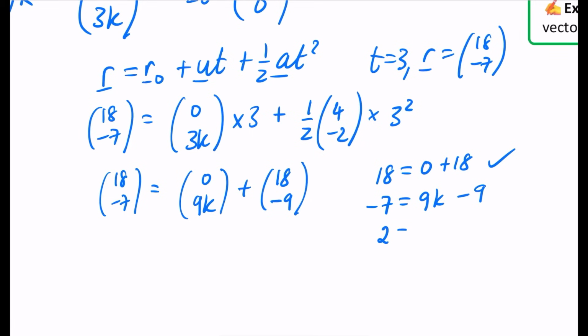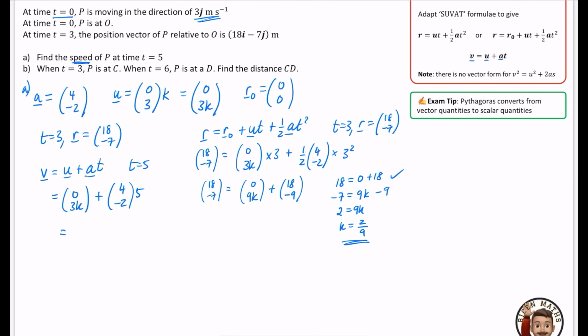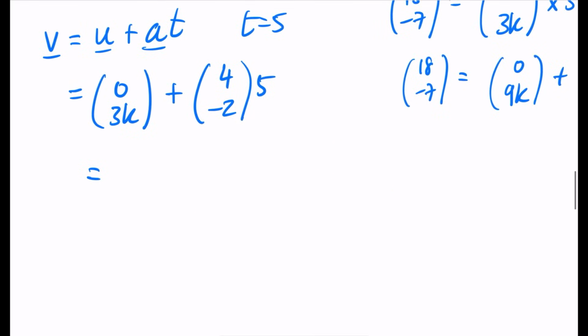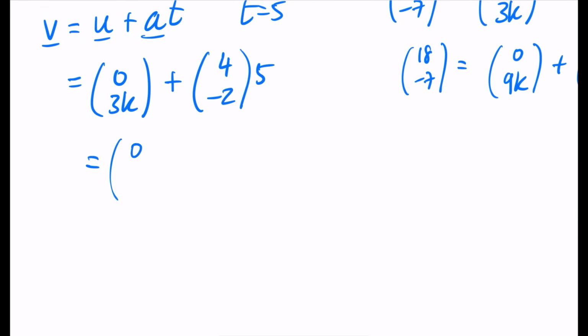Plus the 9 onto this side, and divide by 9, so that we get k is equal to 2/9. So now I know that k is equal to 2/9, I can actually figure out what u is equal to. So let's go straight over here. This is going to be 0. We have 3 multiplied by 2/9, and then we have the 4 times 5 and the minus 2 times 5.